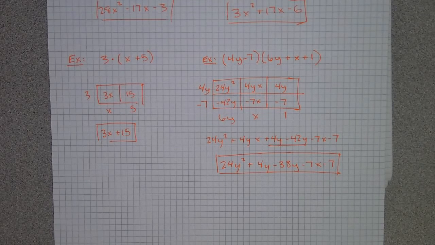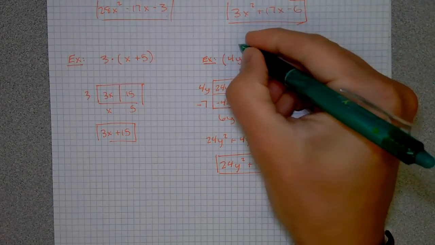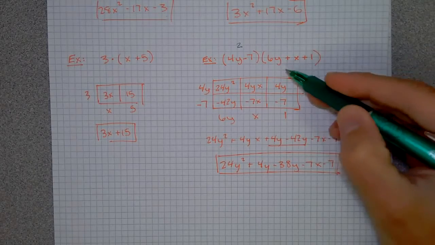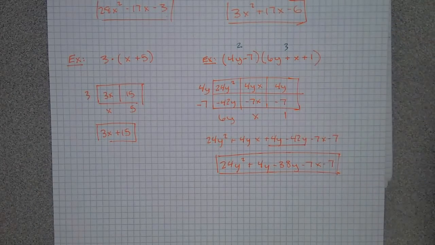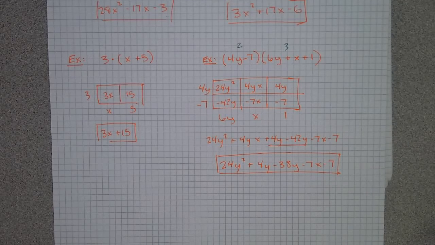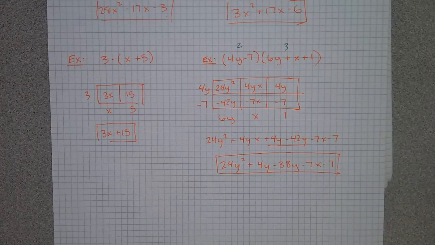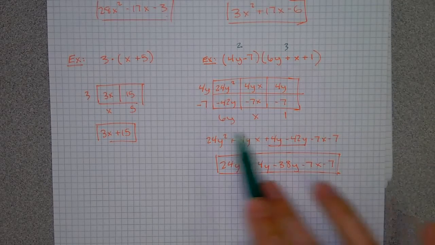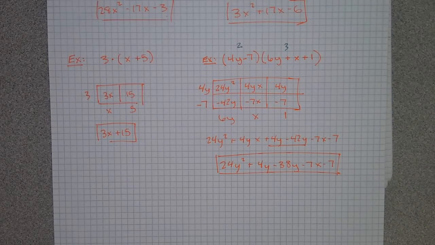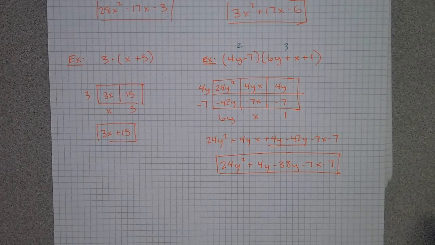Okay, second one, we have two values in the first one, and 3 values in the second one. So we need to make a 2x3 rectangle. Okay, 4y minus 7, 6y, x, and 1 down there. Add them all together. Combine like terms. Okay, we get 24y squared plus 4y minus 38 minus 7x minus 7.